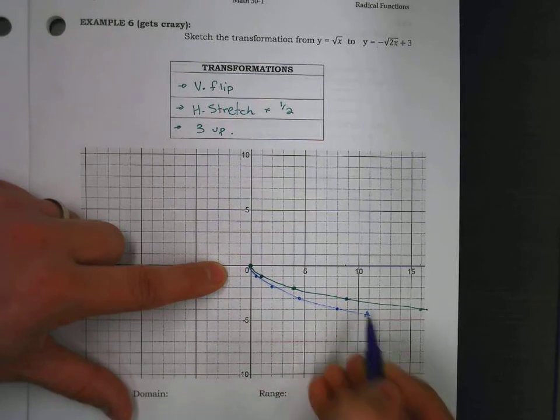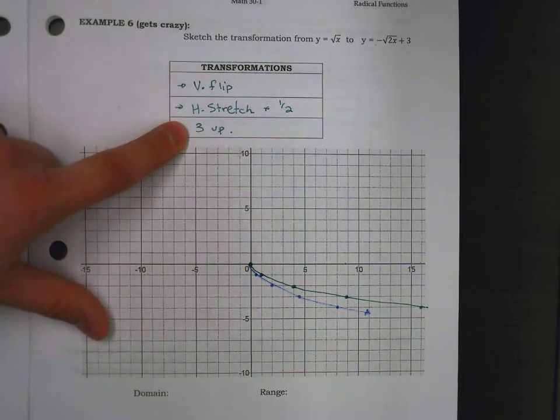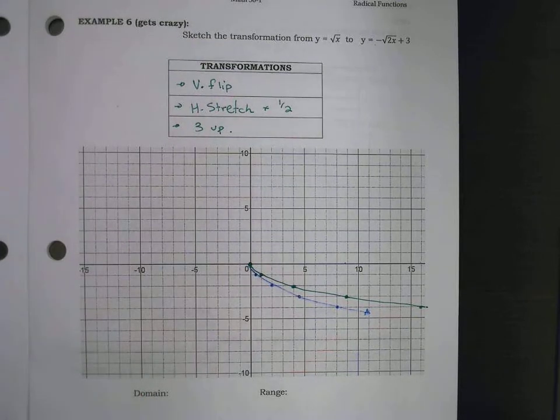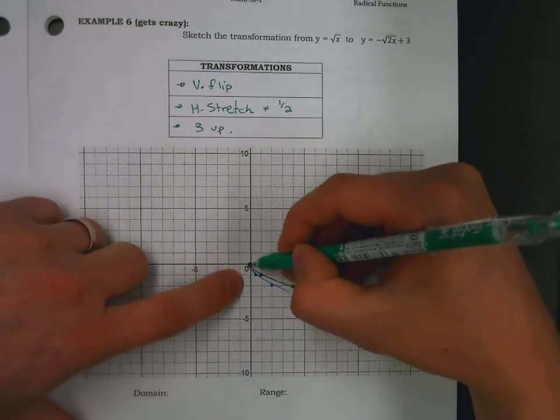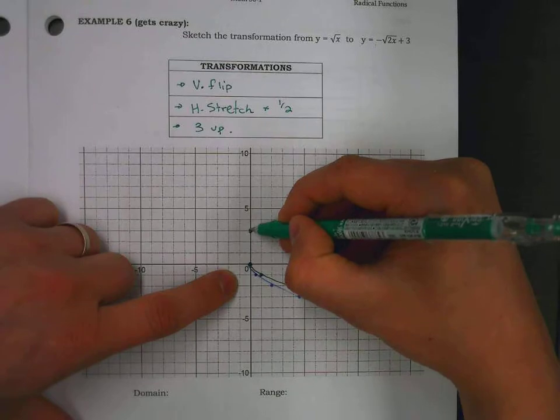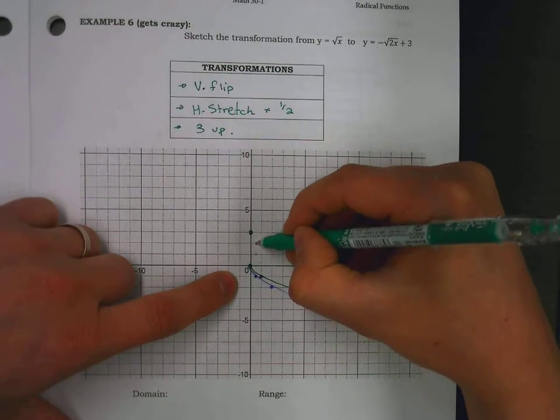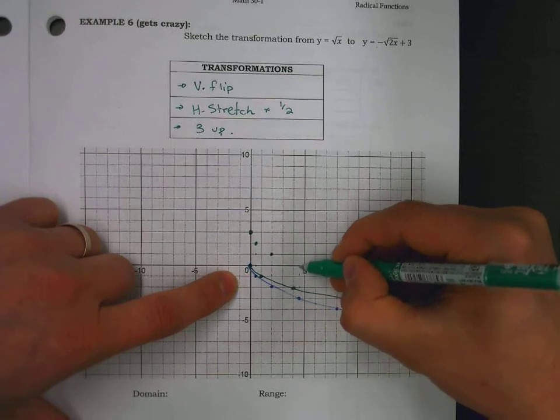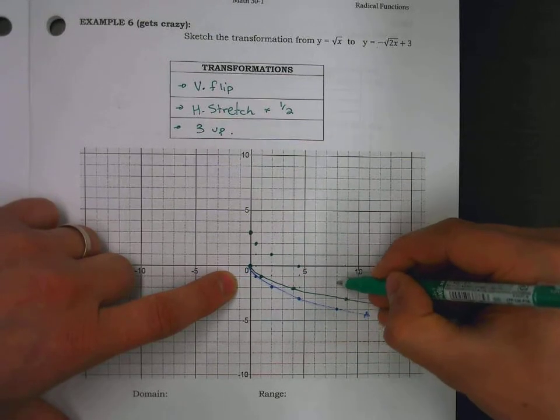And maybe lastly, we've got to shift this 3 up. So your final graph, which maybe we'll give the name G, should shift all these points 3 up. 1, 2, 3. 1, 2, 3. And lastly, 1, 2, 3.